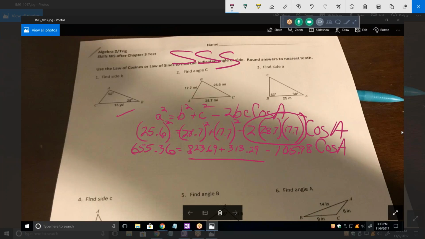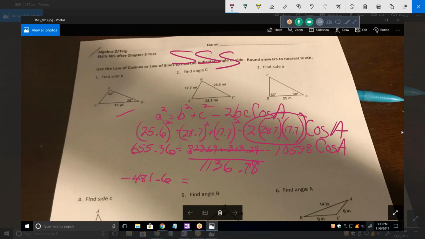Now add those two. So 800 plus 313 is 1,136.98. Now subtract that from both sides of the equation. In other words, what is 655 minus 1136? Minus 481.6.